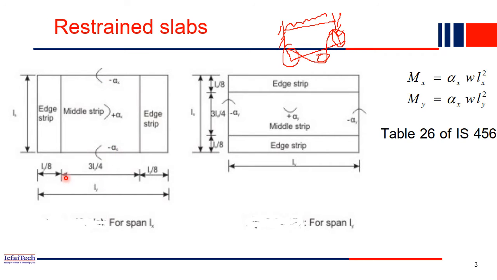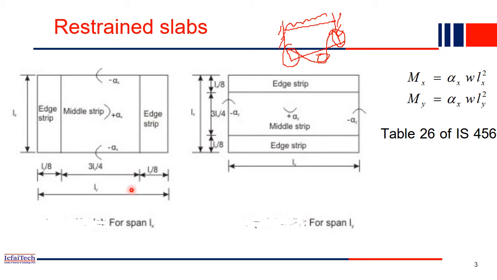Normally, as per IS 456, if the total length is Lx, then only 3/4 of Lx we call the middle strip, and the L by 8 portion we call the edge strip. Similarly, on both sides, L by 8 is the edge strip. So this is the total slab, and these two portions we call the edge strips. Negative bending moment will be developed in this edge itself.